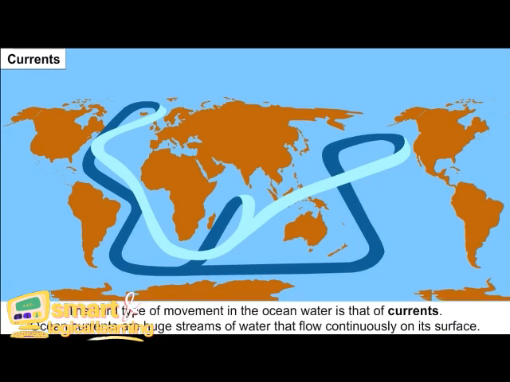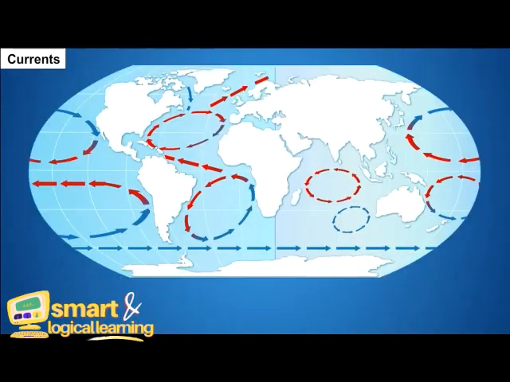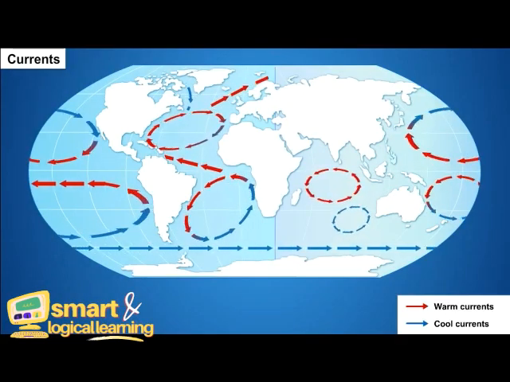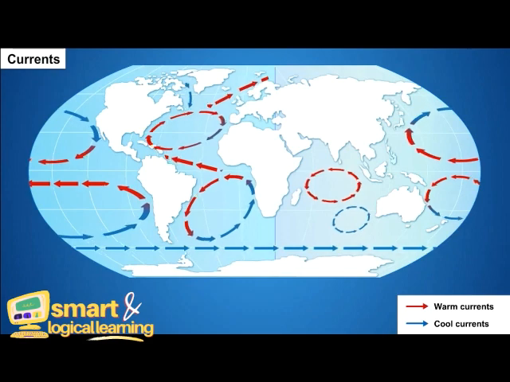Currents. The third type of movement in the ocean water is that of currents. Ocean currents are huge streams of water that flow continuously on its surface. The warm currents flow from the equator region to the poles, that is from higher temperature to lower one. For example, the Gulf Stream current. The warm current spreads warmth in the nearby land.